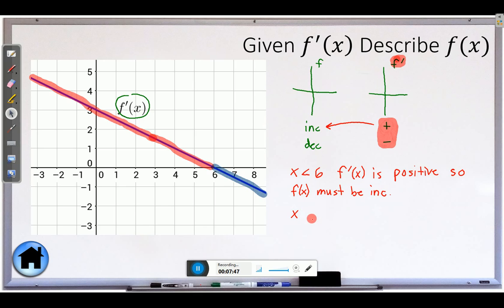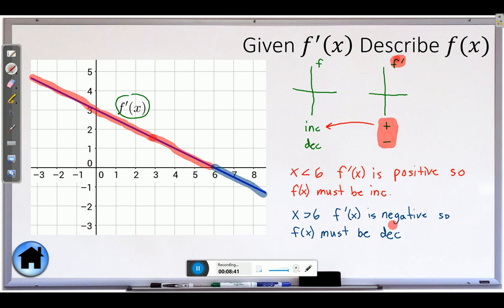We are taking a look at when x is greater than 6. So what do we know when x is greater than 6? This function is below the x-axis, so that means it is negative. So f prime, actually let me color code this a little bit better for you. When x is greater than 6, f prime is negative. So f of x must be decreasing.